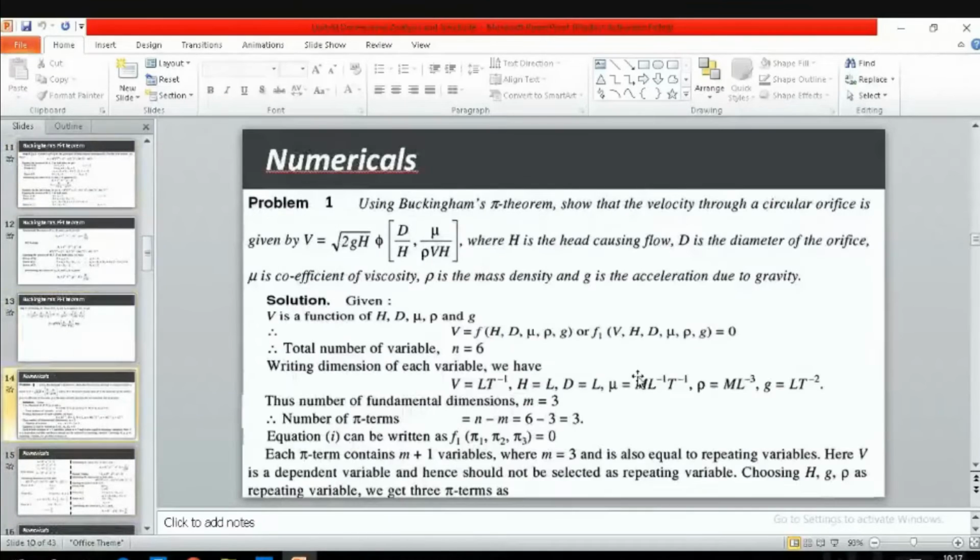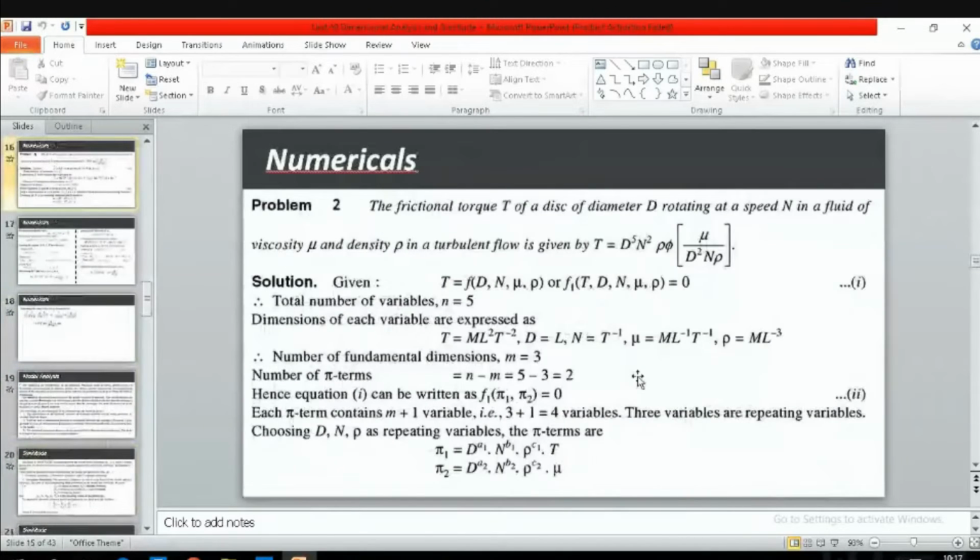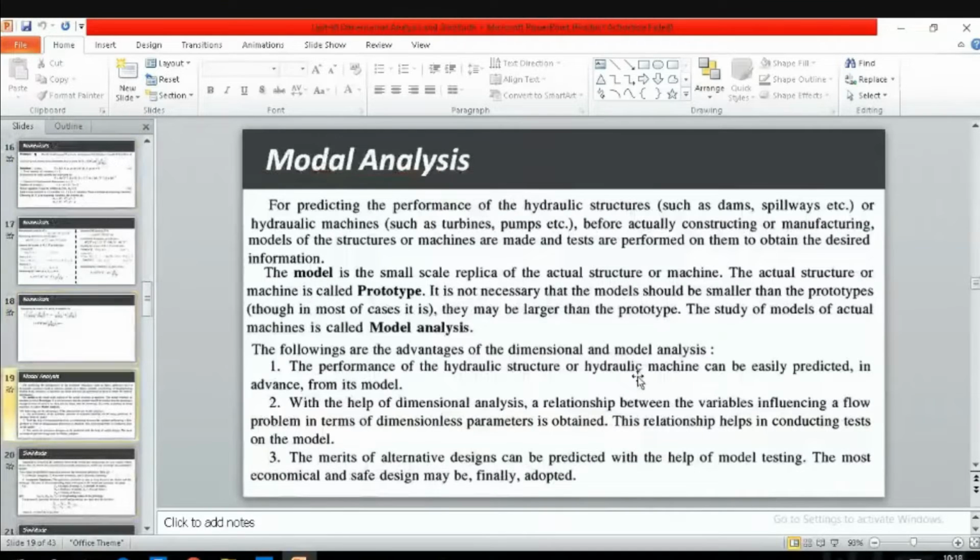In the last lecture we had started with similitude. First of all, we had seen what is the difference between model and prototype. A model is a small scale replica of the actual machine, mechanism or any structure, and the real size machine which is built is called the prototype.